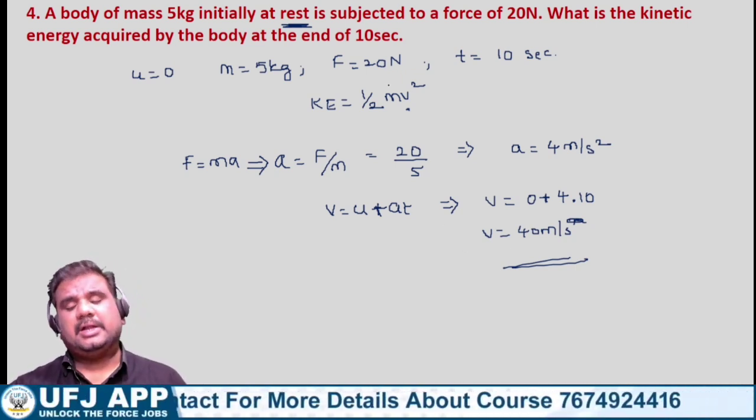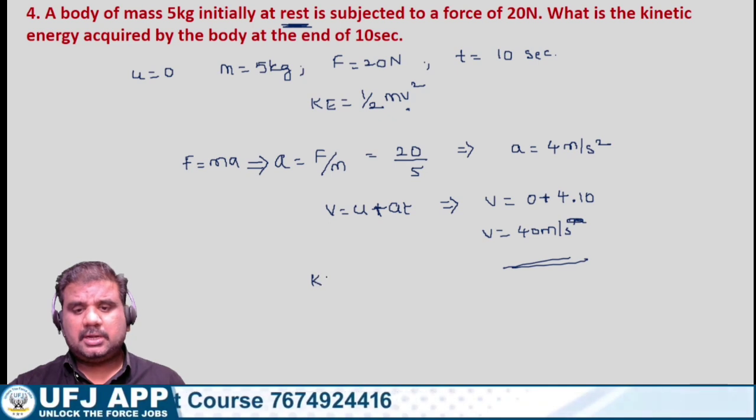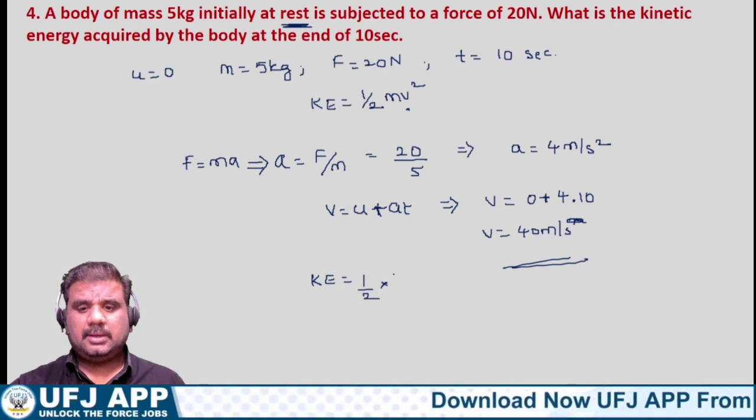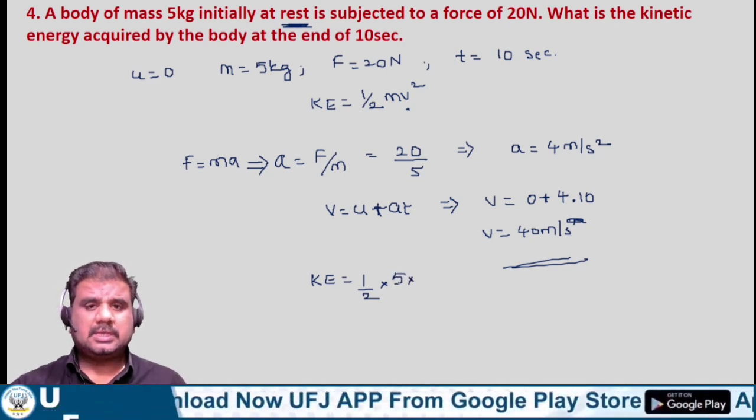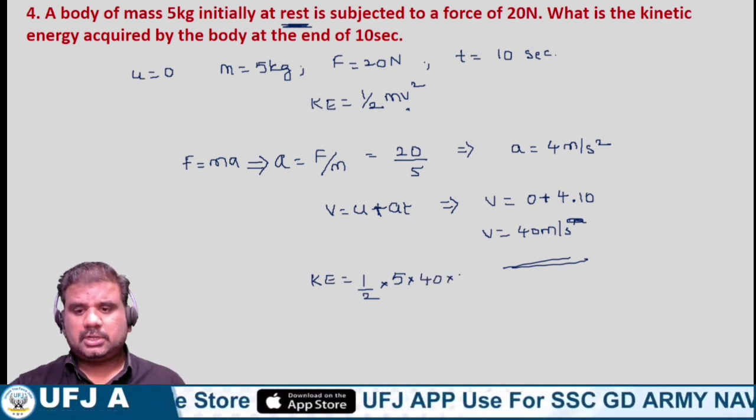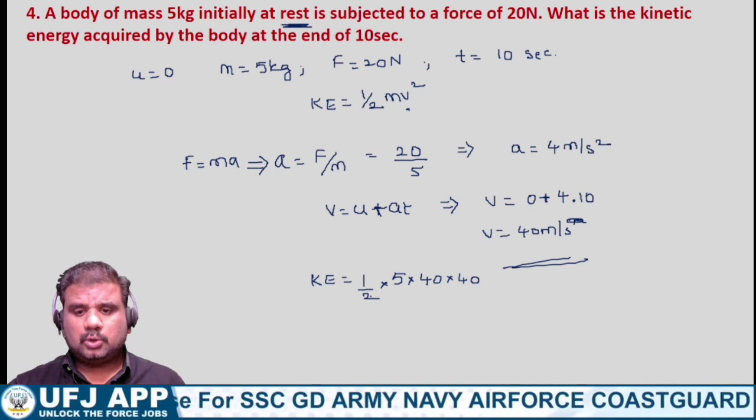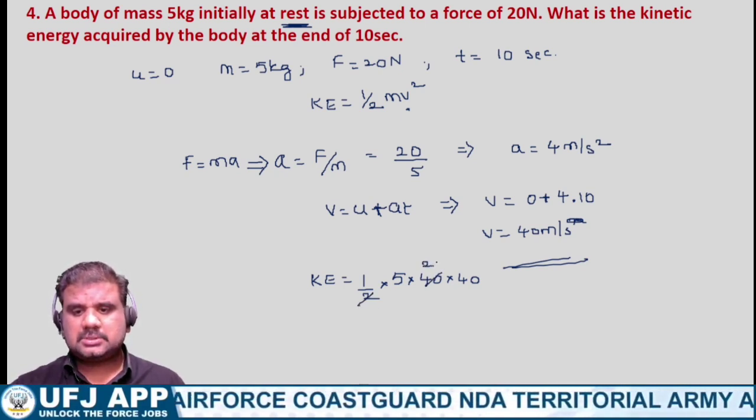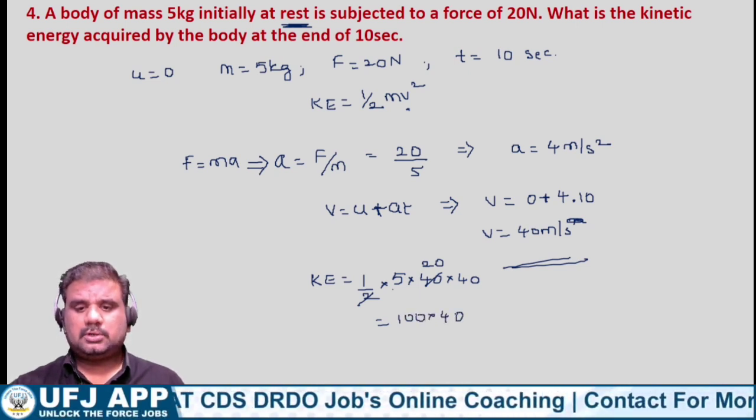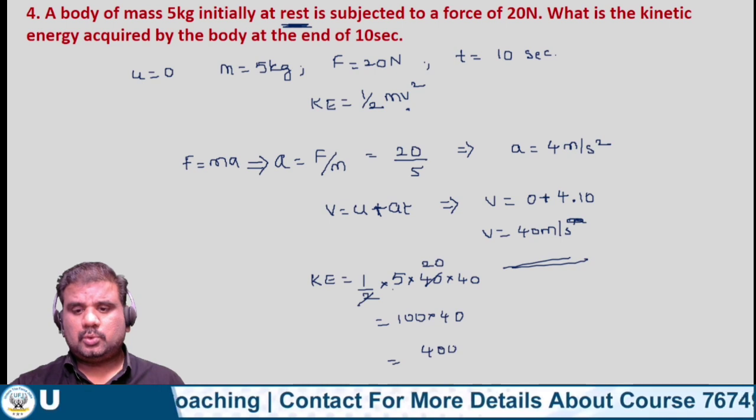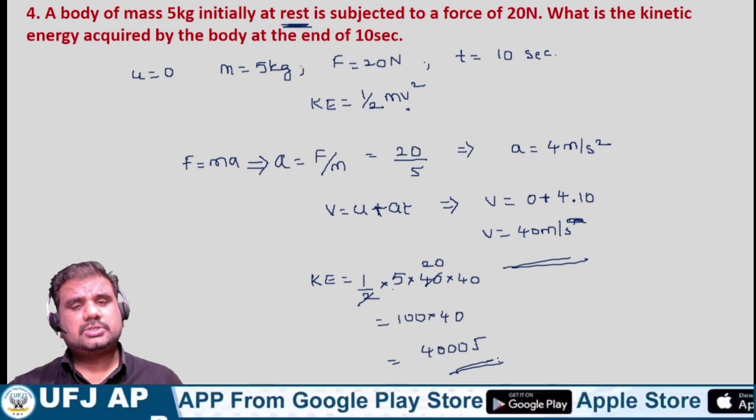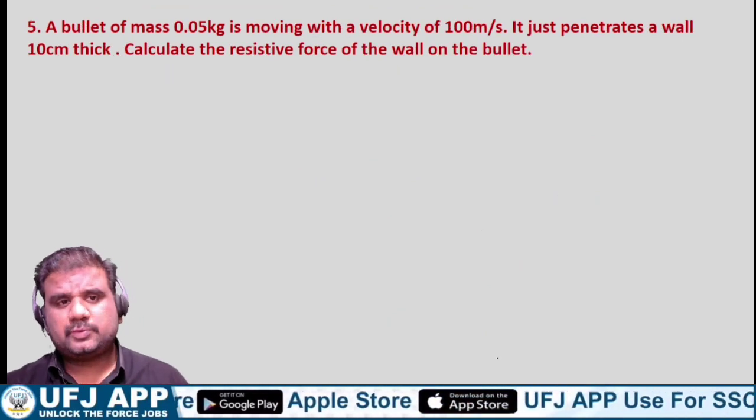Now calculate the value of kinetic energy. So kinetic energy formula is half mv square, that is equal to half into, what is the value of m? 5 kgs. At the same time, what is the value of v? 40. So 40 square, that is 40 into 40. So 25 times 40 is 1,000. So 100 into 40, that is equal to 4,000 joules. Kinetic energy equal to 4,000 joules. Right? Then the next question.